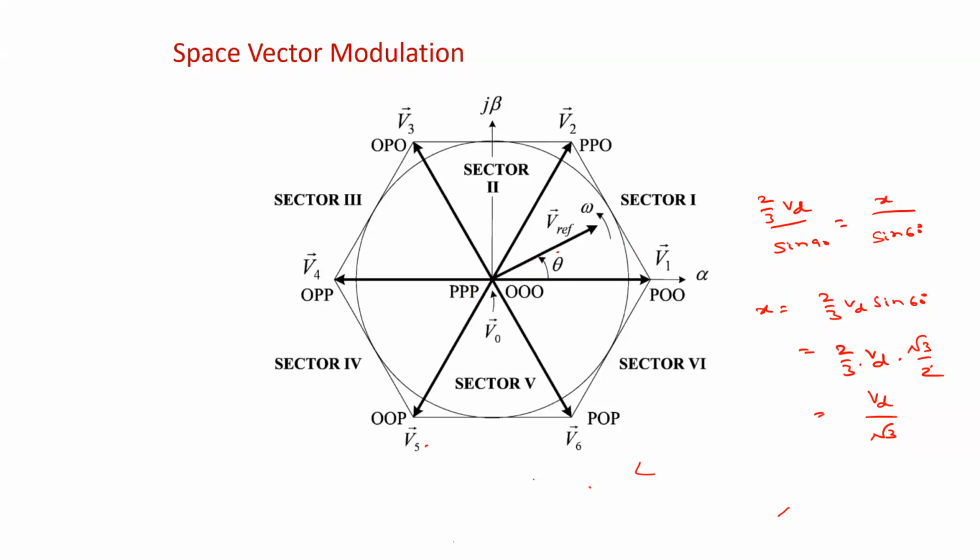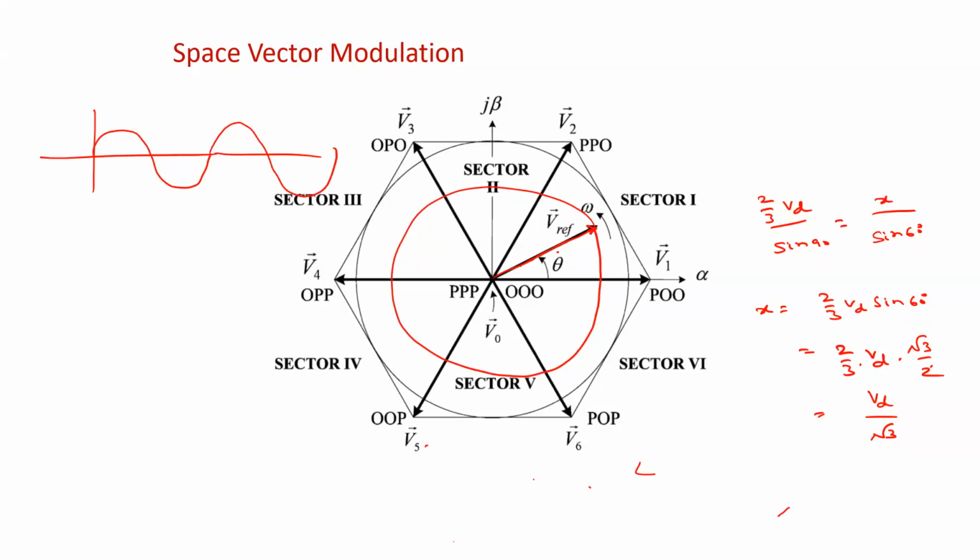Right. So now we will define our reference voltage. This is the reference voltage that we require, or in other words, this will be the output voltage of the inverter. One complete revolution, rotating in the anti-clockwise direction in this case, generates one modulating cycle. In the subsequent rotation, it will generate another cycle of output voltage.